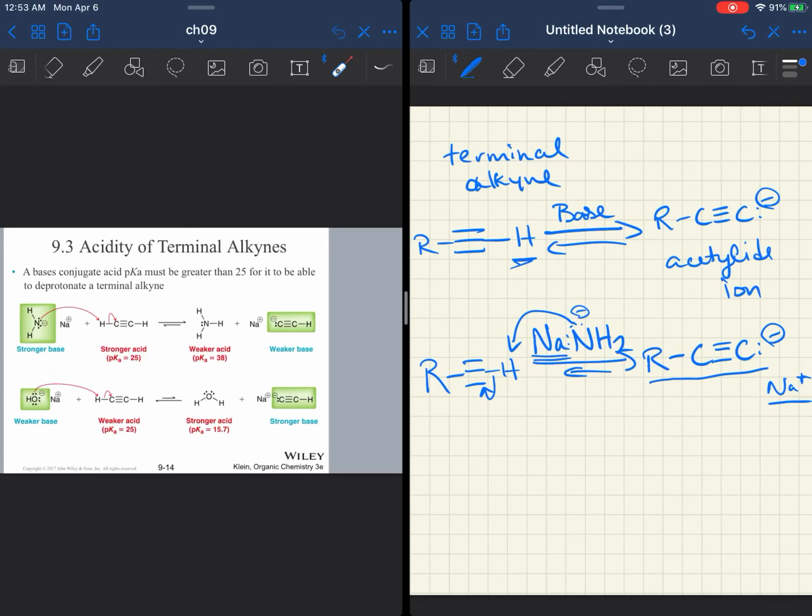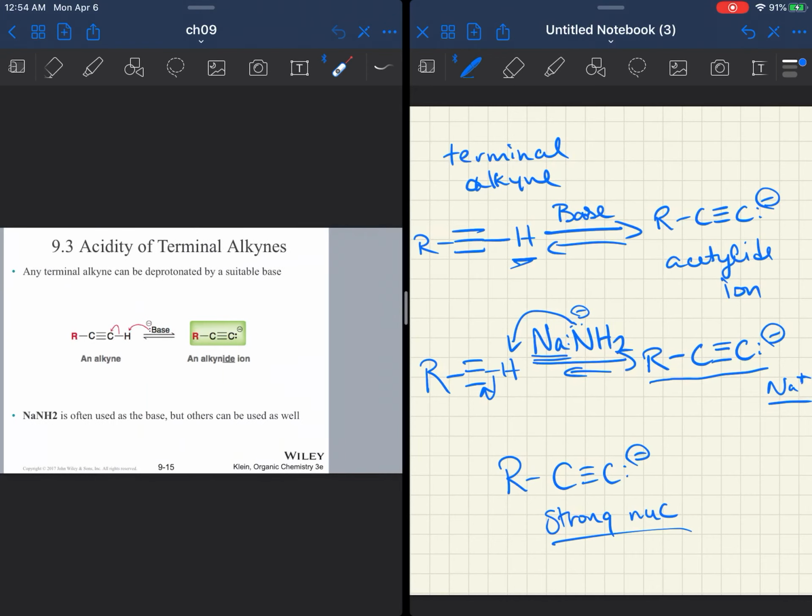You can write it. You don't have to. Usually I'm just asking for the organic product. If you're on Sapling and it's asking for everything in the inorganics, then you'd have to include that as well. Now, what do we see here? This is going to come up again in reactions of alkynes. This is a strong nucleophile. So we are going to see some substitution reactions later. All right, so keep that in mind. That will be in another lecture portion.